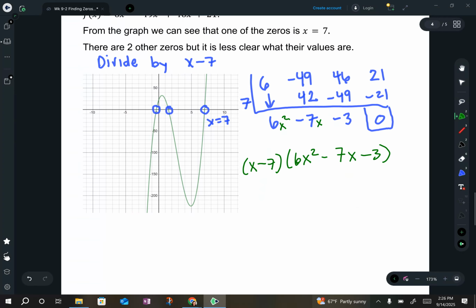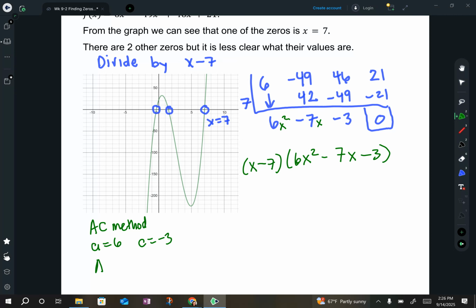So how do we factor that? Well, we can use the AC method. Right? So the AC method says our A value in this case is 6. Our C value is negative 3. So A times C is equal to negative 18. And now we need to think of two numbers that multiply to negative 18 and add to this middle term, which is negative 7. So I think that's negative 9 and positive 2.